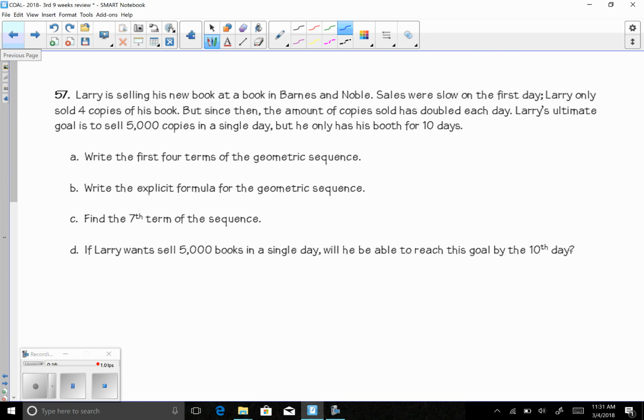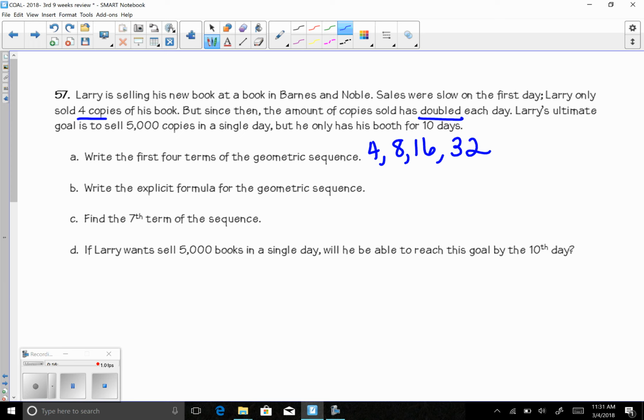Oh, just kidding. There's 57. I'm sorry. Larry is selling a new book. Sales were slow. He sold 4 copies, and then it doubled. His goal is to sell 5,000 copies in a single day, but he only has his booth for 10 days. So write the first 4. So he sells 4, and then they double. So we're looking at 4 times 2 is 8, times 2 is 16, times 2 is 32.